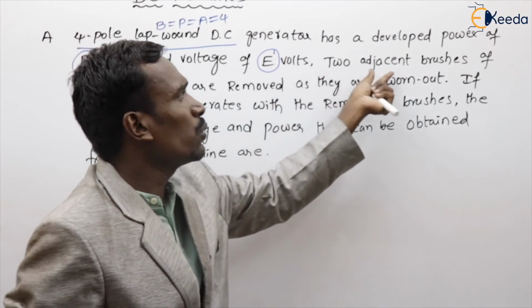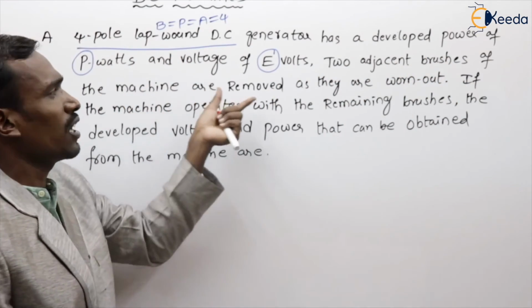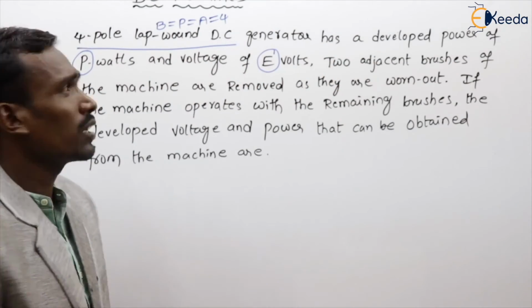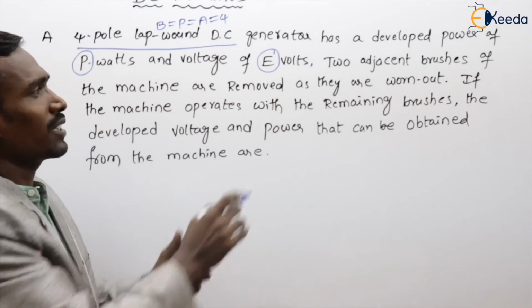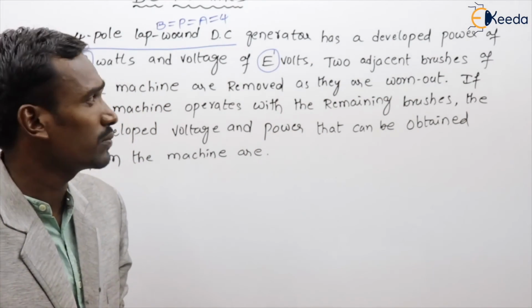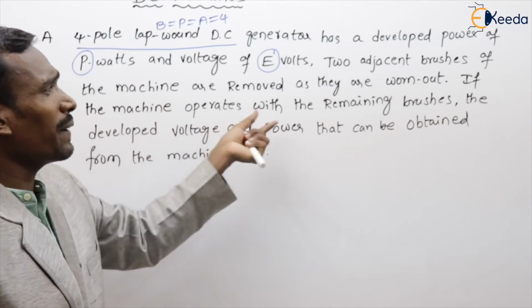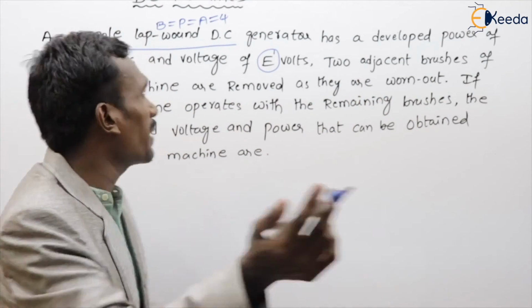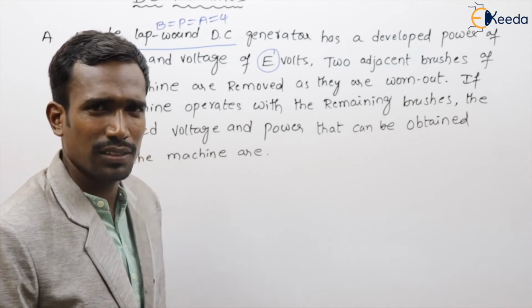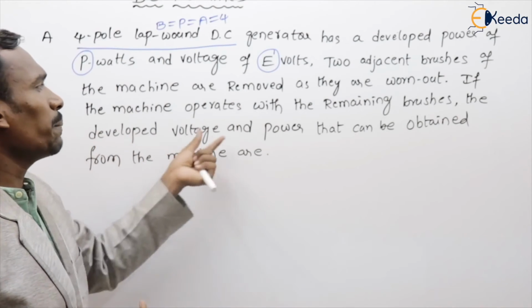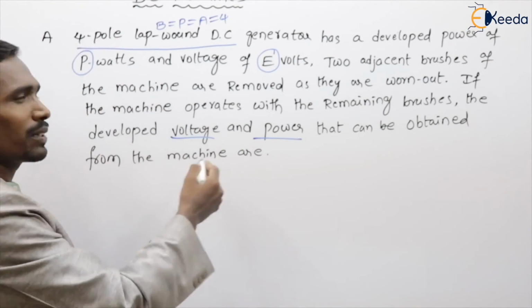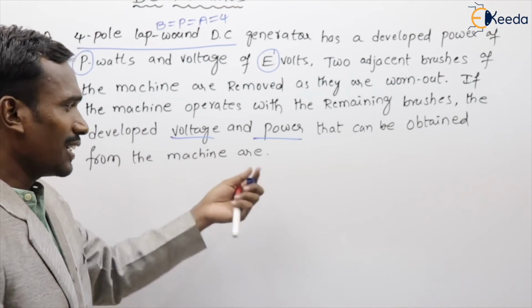What he said: 2 adjacent brushes of the machine are removed. Out of 4, 2 brushes are removed as they are worn out. They are completely damaged actually. If the machine operates with the remaining brushes, out of 4, 2 damaged, we have again 2 brushes remaining. The developed voltage and power that can be obtained from the machine are? Let's take it once.